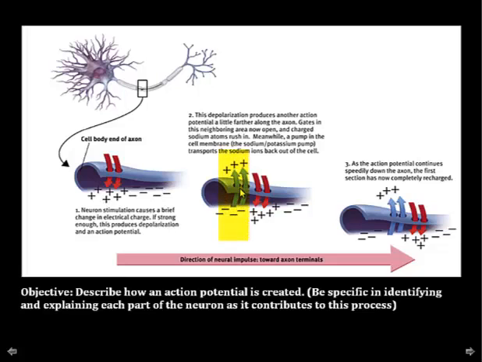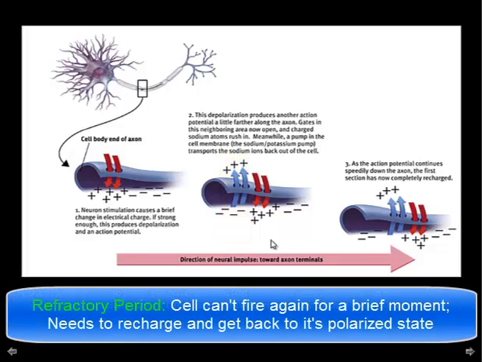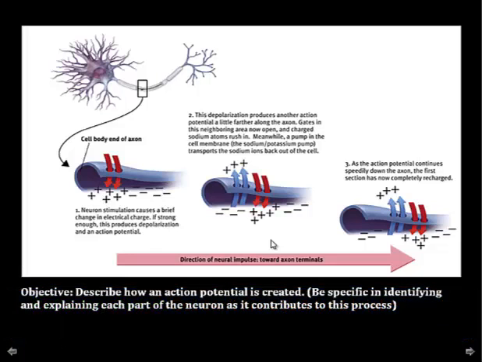So when that neuron is trying to get balanced again or polarized again, we call that the refractory period. Remember that during the refractory period, the cell cannot fire again. So like a camera flashing, it has to recharge itself. So it's just a short period of time where it can't refire until it's back to its polarized state.